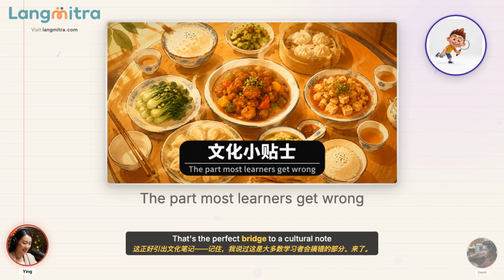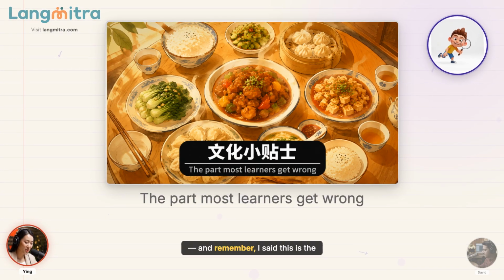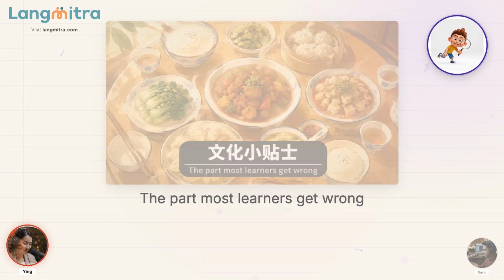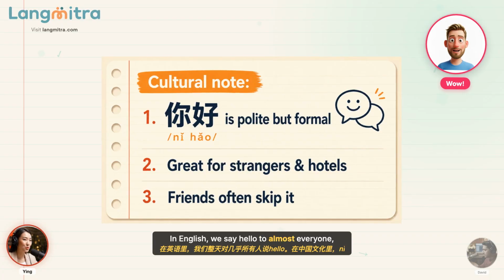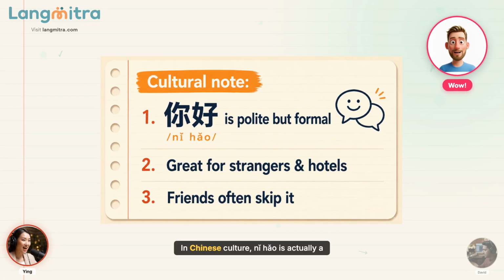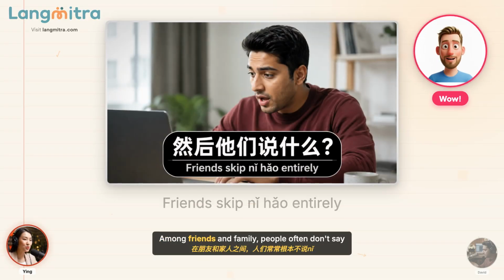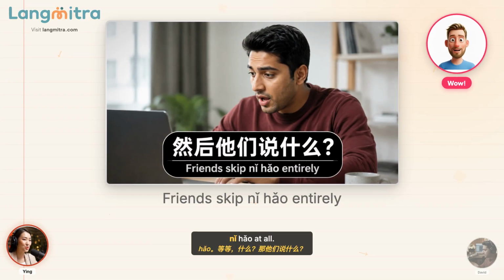That's the perfect bridge to a cultural note. And remember, I said this is the part most learners get wrong. Here it is. In English, we say hello to almost everyone all day. In Chinese culture, ni hao is actually a bit formal.